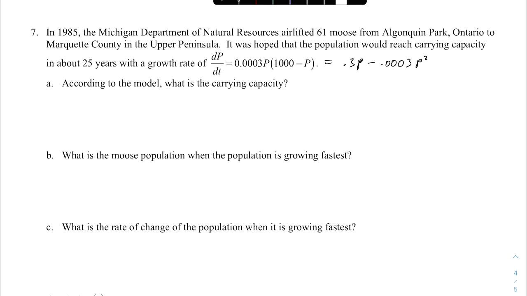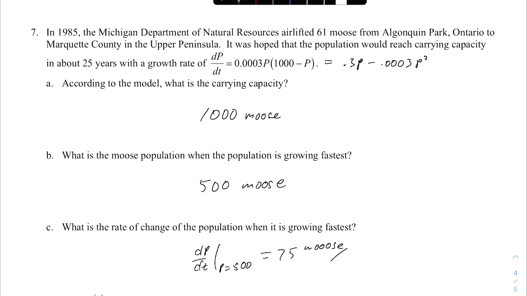All right, so let's see. According to the model, what is the carrying capacity? 1,000 moose. What is the moose population when it's growing the fastest? Divide that by 2. That's 500. What is the rate of change when it's growing the fastest? So dP/dt when population is 500 moose. Plural is just moose. All right, so plug in 500 and that's 75 moose per year.